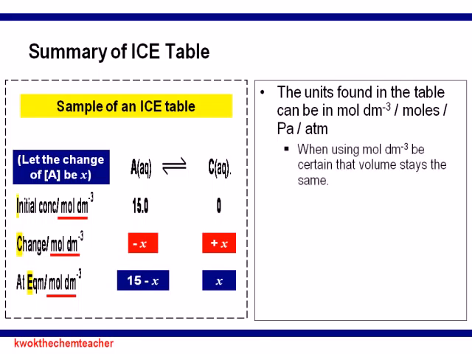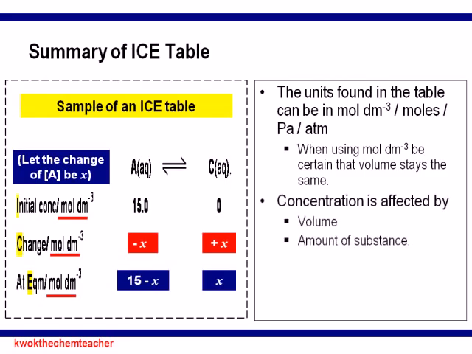However, when using mole per dm cube as the units for the ICE table, you must be certain that the volume stays the same for the reaction. So in our earlier 3 cases, we generally used mole per dm cube in the ICE table because we were quite certain that the reaction vessel's volume stayed the same. Why are we so particular about concentration? It's because concentration can be affected by volume and by amount of substance. So if your ICE table uses mole per dm cube and there are also volume changes, your concentration changes can be due to the volume change rather than the amount of substance being changed.